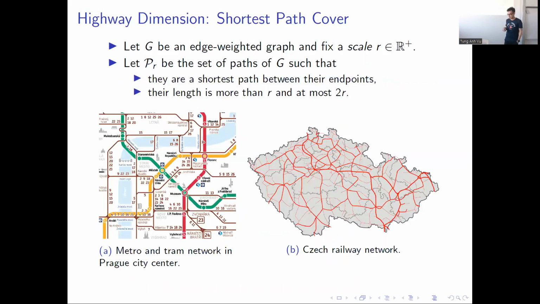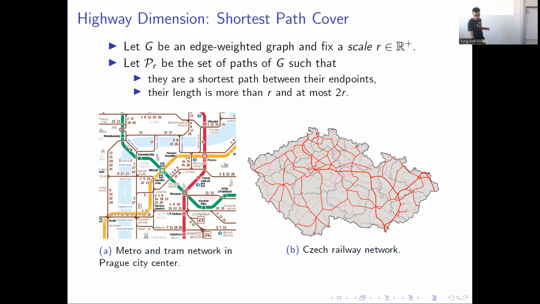So highway dimension. Let me first make an intermediate step to highway dimension. Suppose you have an edge-weighted graph, and let's fix some scale R. You should think of R as a zoom level onto your graph. For example, in this picture we have a part of the public transportation network of Prague. If I increase R, I zoom out from Prague and obtain the railway network of this entire country, and if I increase R even more, maybe I get the train network of entire Europe. Now if I fix a zoom level, I define P_R to be the set of paths whose length is strictly more than R and at most 2R, and this 2 is some arbitrary constant.